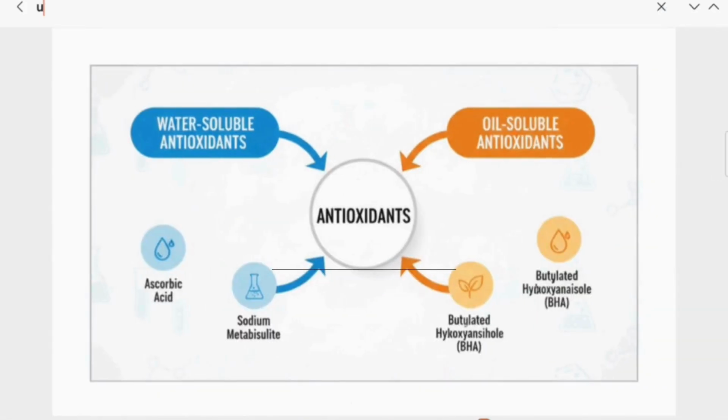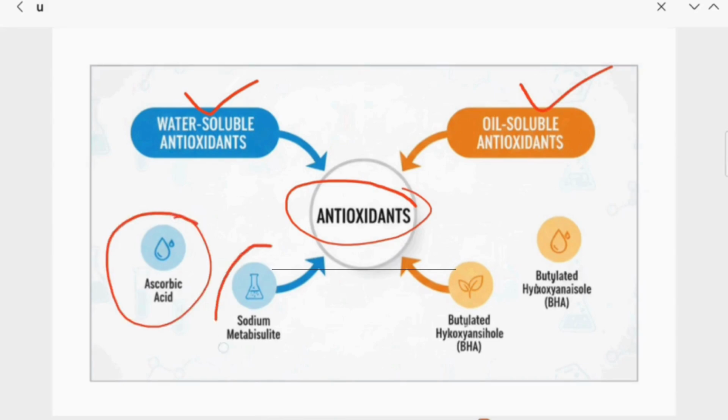And the next category is antioxidants. There are two types, that is water soluble antioxidants and oil soluble antioxidants, like ascorbic acid and sodium metabisulfite. An example is butylated hydroxyanisole, BHA.